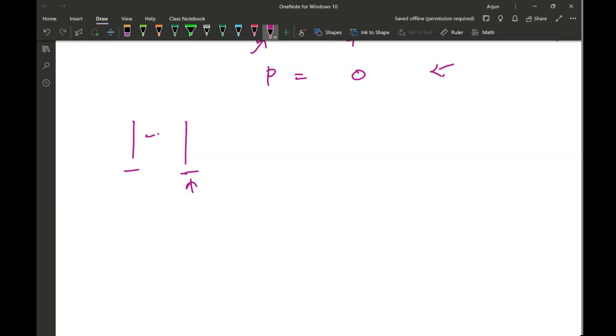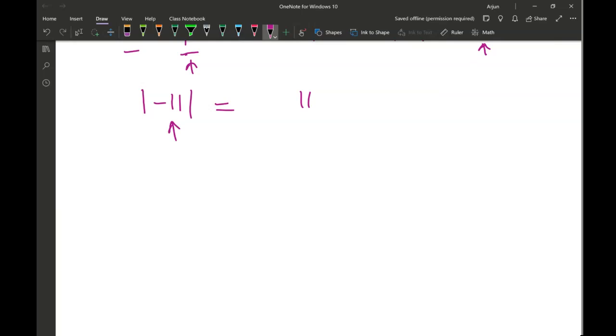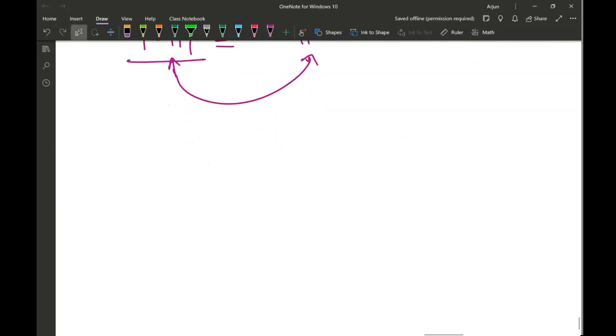So if the number is like this, minus x, the final answer for this one will be x. And for example, if the number is negative 11, the final answer is 11. And if the number inside is positive, it will still be positive. So what I mean to say is, whatever the number inside the absolute expression is, when you drop the absolute expression, it becomes a positive number.